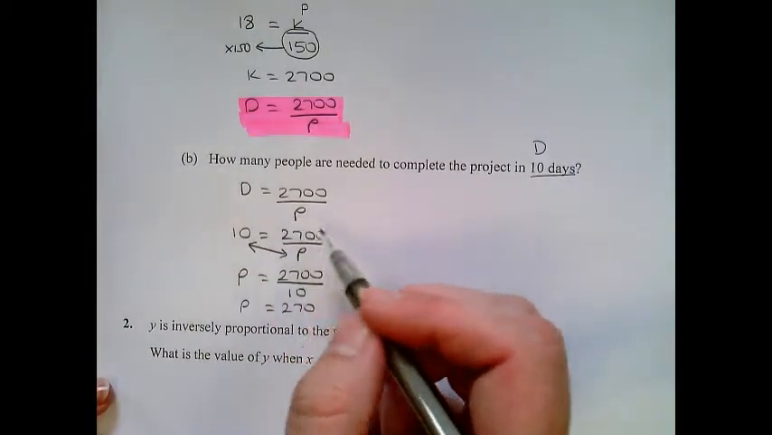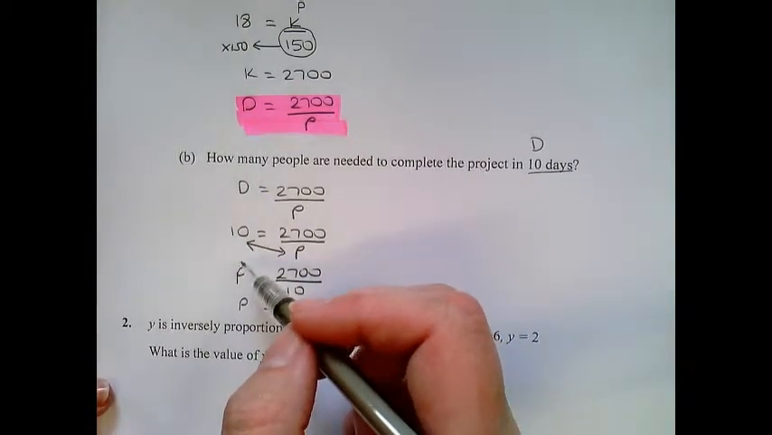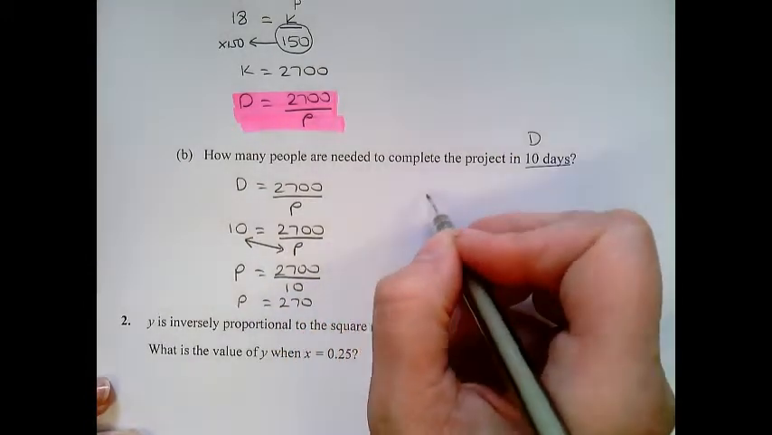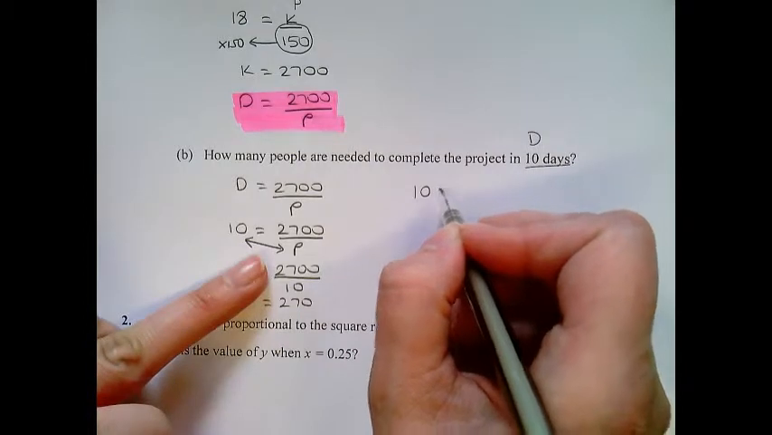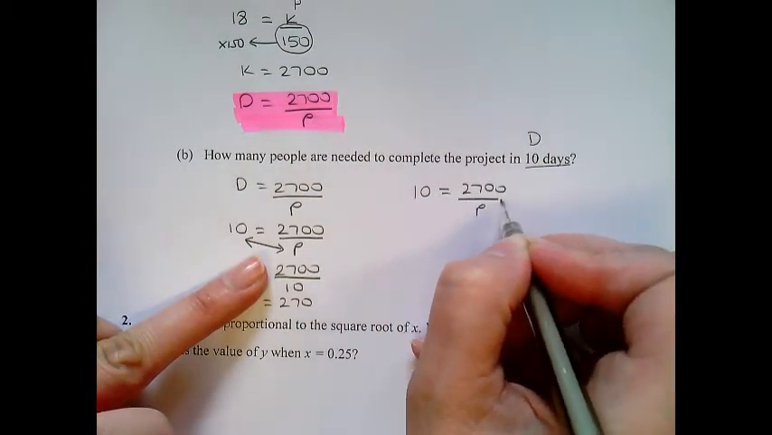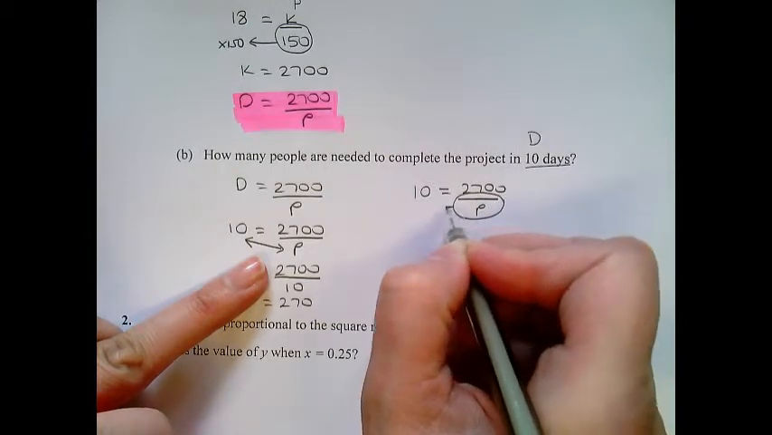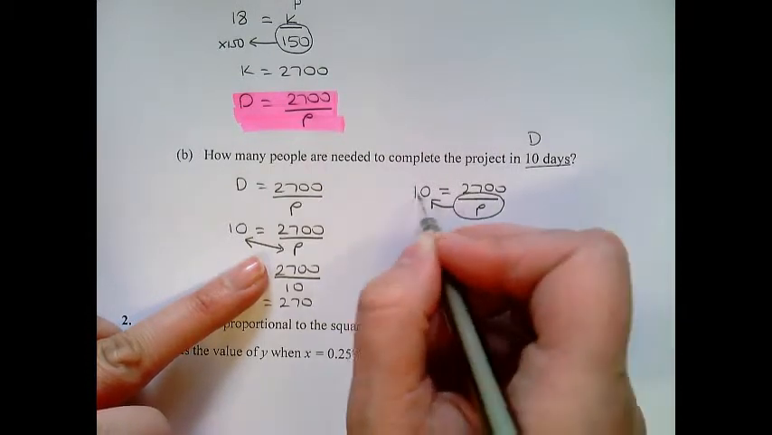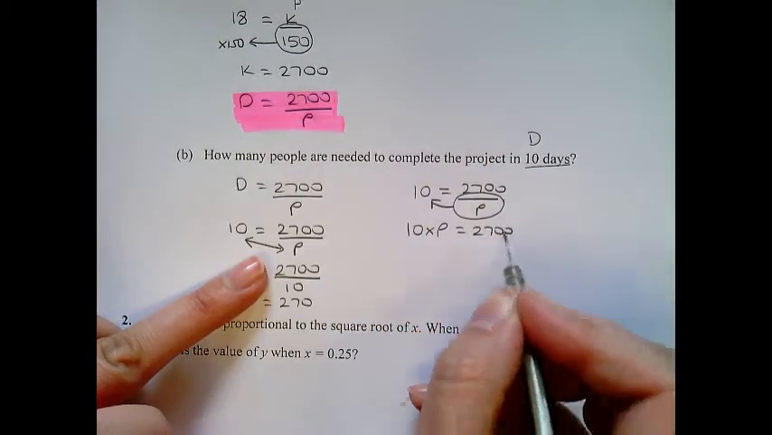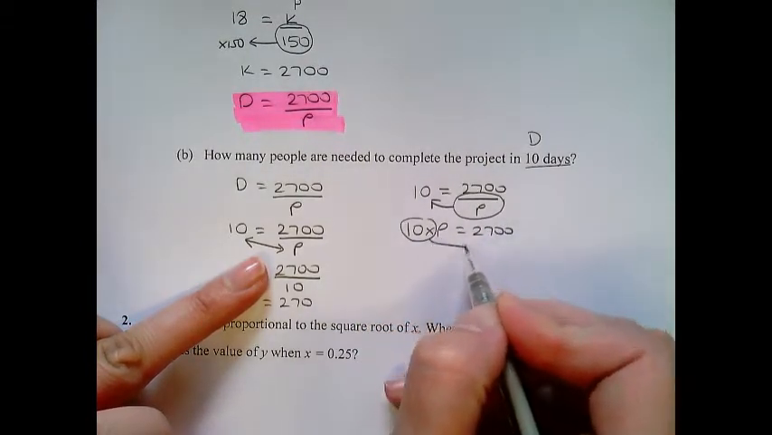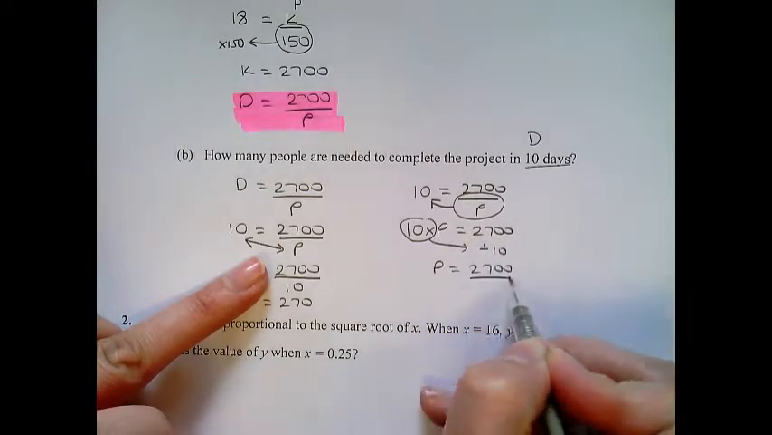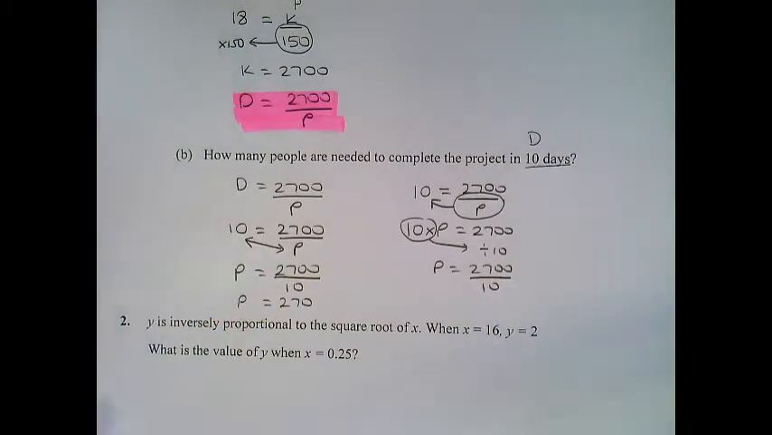This bit here looks a wee bit confusing. It's just a quicker way of doing it if you swap those two over, so here's where it actually comes from. If I go back to this bit again, 10 equals 2,700 divided by P. I would need to get the P away from the bottom of that fraction, so I would bring it up over there and have 10 times P equals 2,700. Then for me to get P on its own, I would bring the 10 over and divide by 10. So I would end up with 2,700 divided by 10.